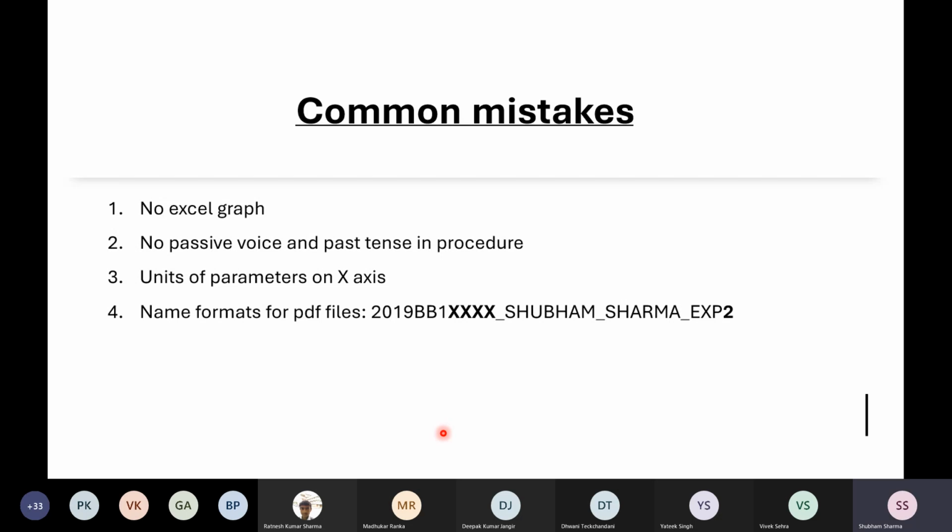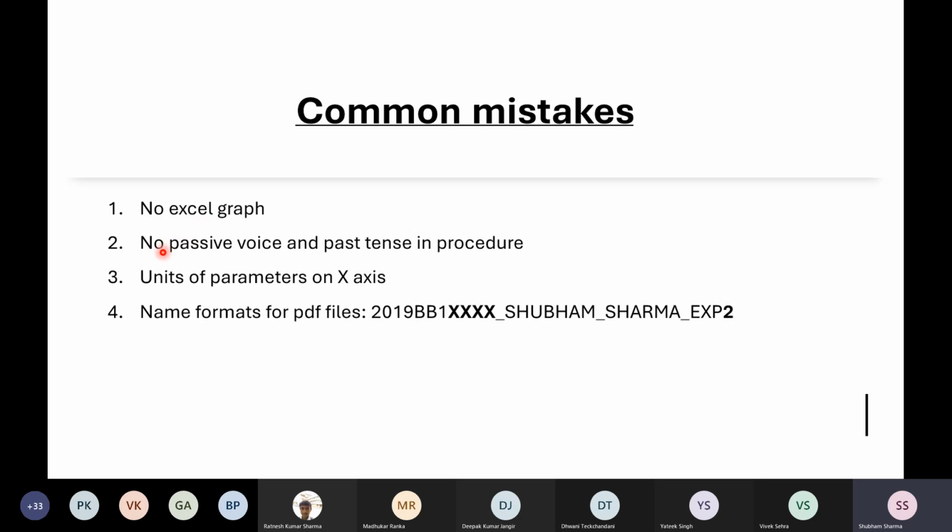After checking your first experiments, I have found the common mistakes that some of you are making. The first thing is many students have not provided their Excel graphs. They have only plotted the graph with their handwriting, right? So you need to provide your Excel graph also. That is more important than the physical graphs. So Excel graphs are mandatory.